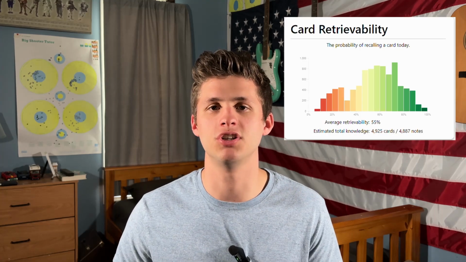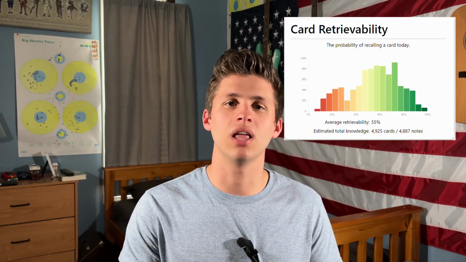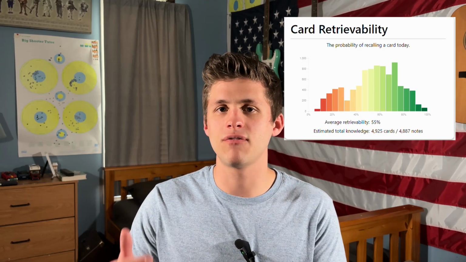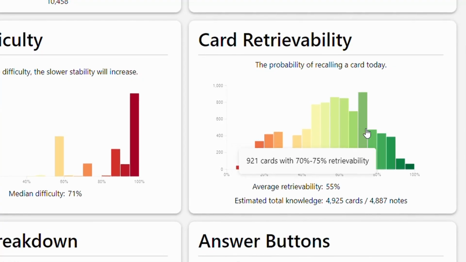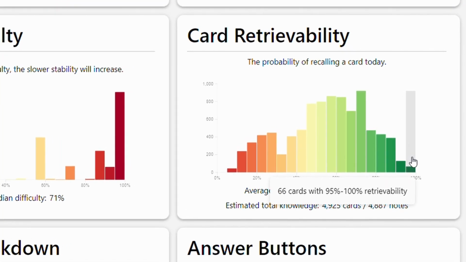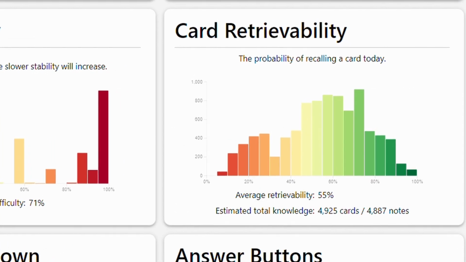Okay guys, we're almost there. Now we're on to card retrievability, which is Anki's estimate of how likely you are to remember a card if you reviewed it today. It's basically a percentage that slowly drops the further away from review that you are. So if you reviewed a card today, it's going to have a very high retrievability percentage. But after about 10 days, that percentage is going to start dropping and dropping and dropping up until the point that you review again, which is exactly what Anki is supposed to do.